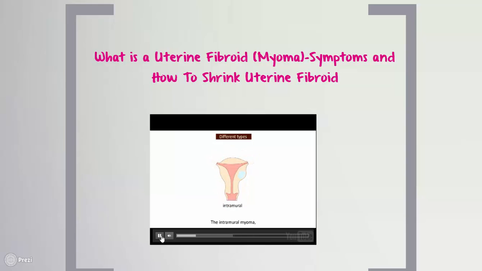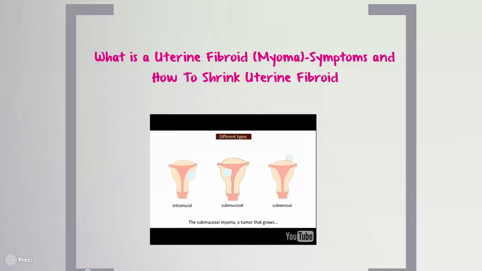The intramural myoma, a fibroid that grows in the muscular wall of the uterus. The subserosal myoma, a fibroid located just beneath the outside covering of the uterus. Here, the fibroid projects to the outside and occasionally remains connected with the uterus only through a small stalk. The submucosal myoma.